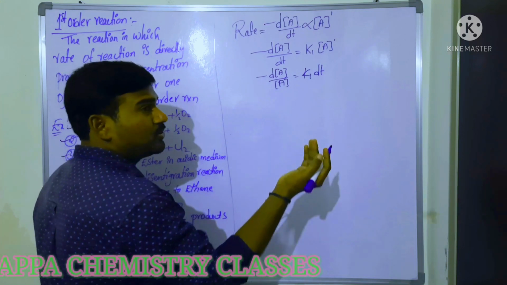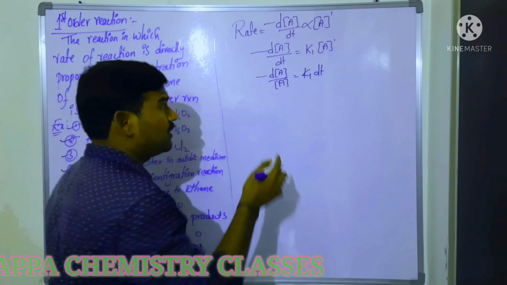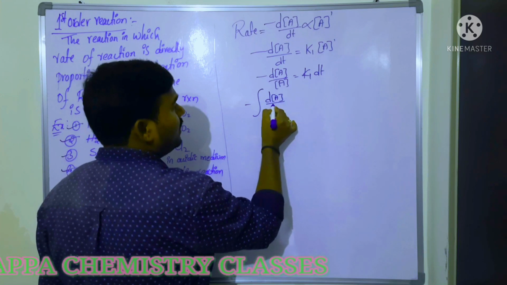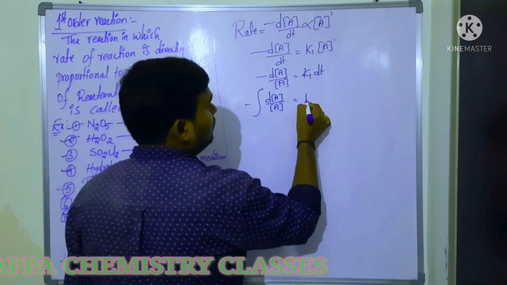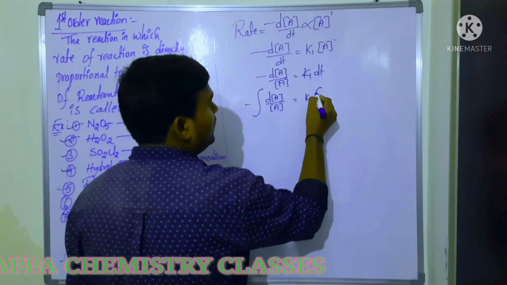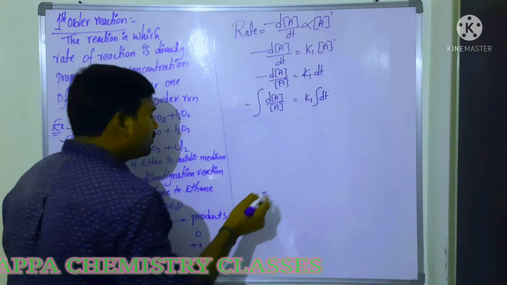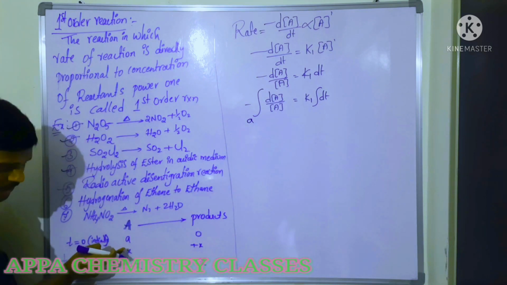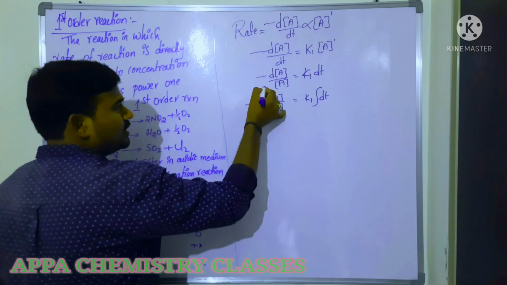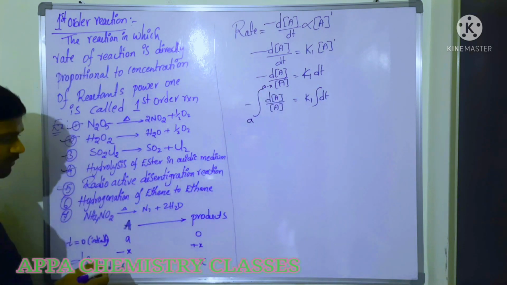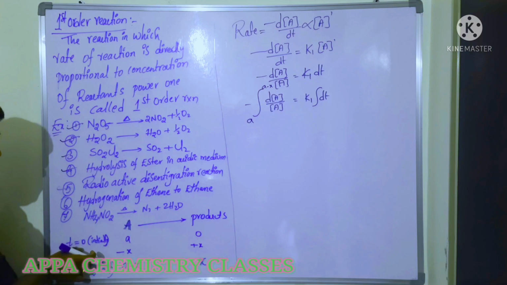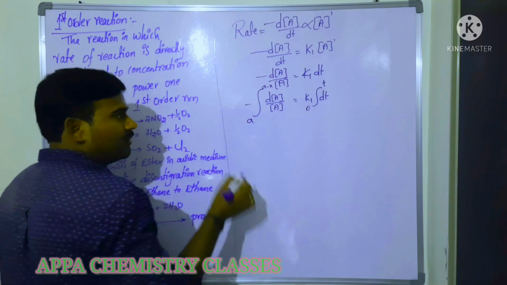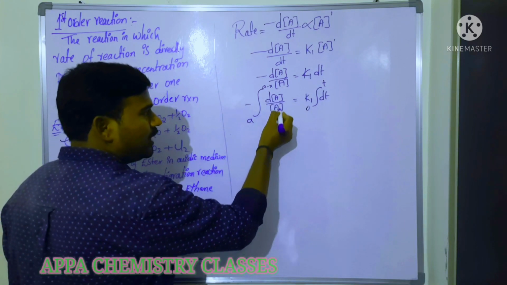Now do the integration on both sides by applying the limits. Integration of minus dA by A is equal to K1, a constant, kept outside the integration of dt. Now what are we doing here? Initial concentration is A. That initial concentration is changing into the final concentration, that is A minus x. We have to apply the limits. And for time, the initial time is 0 and the final time is t, 0 to t.